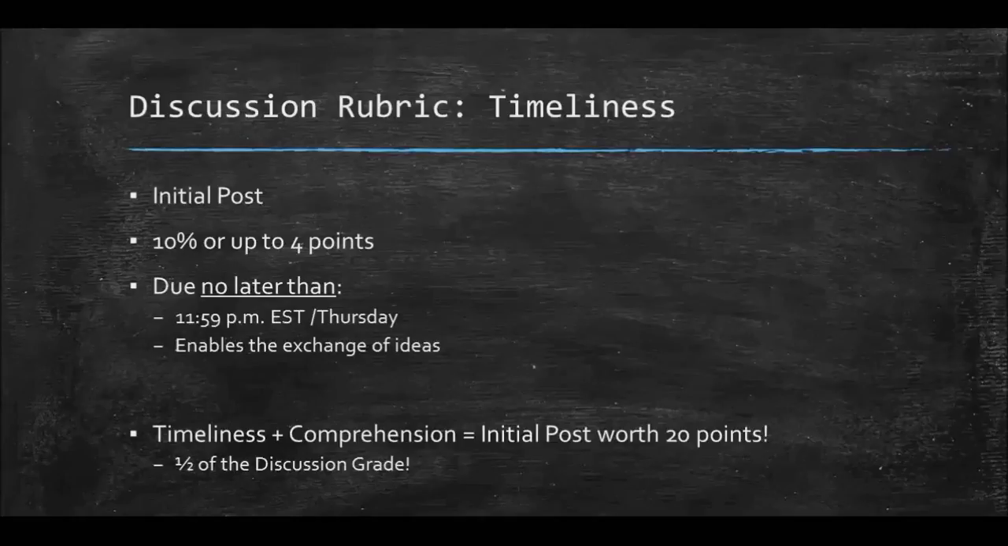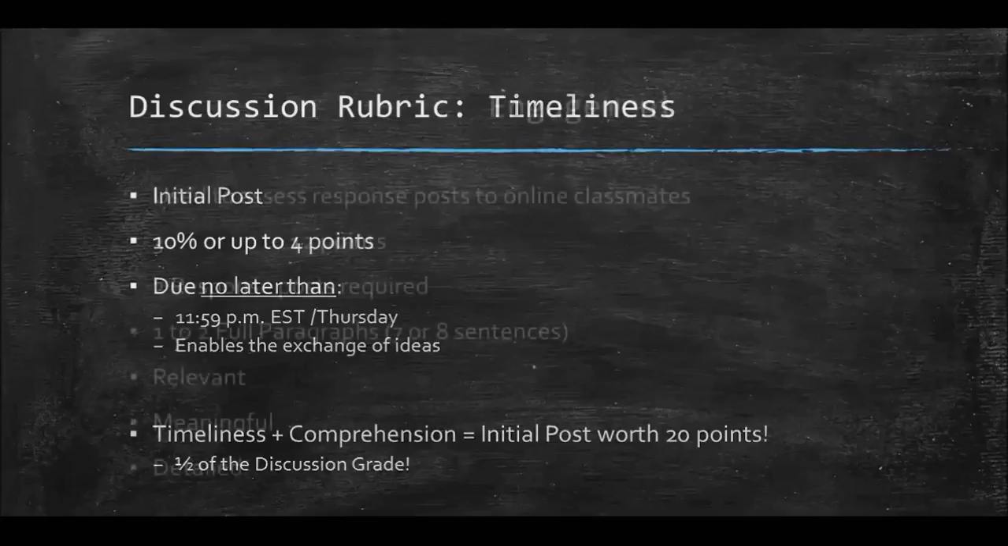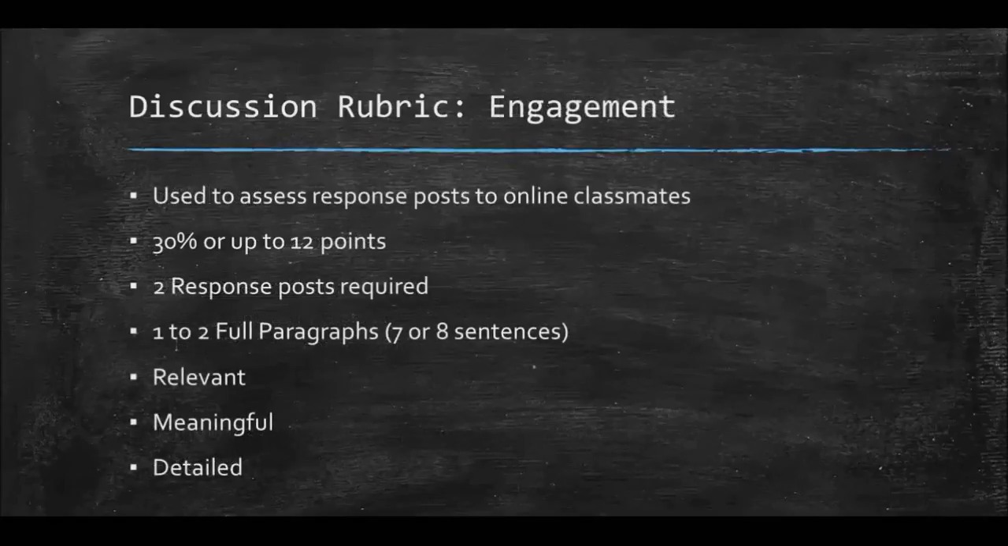Between the timeliness category and comprehension category, your initial post is worth up to 20 points or half of your discussion grade. The engagement category is used to assess your response posts to your online classmates. It is worth 30% of your grade or up to 12 points.